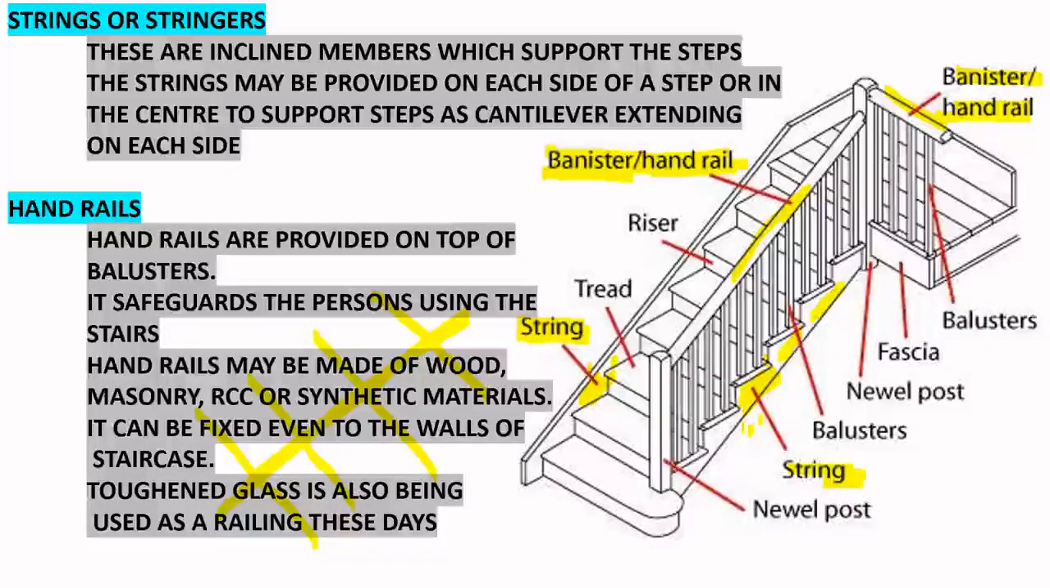Handrails may be made of different materials: wood, masonry, RCC or synthetic materials. They can be fixed even to the walls of the staircase. If the staircase is close to the walls, you can fix the handrails to the walls. And toughened glass is also being used as railings these days, glass for architectural purposes.